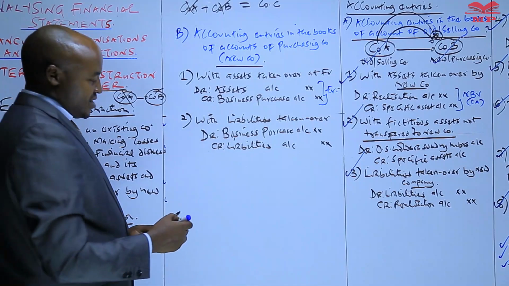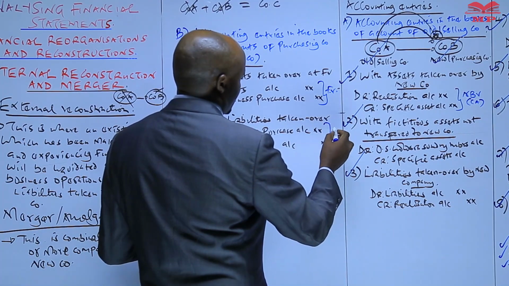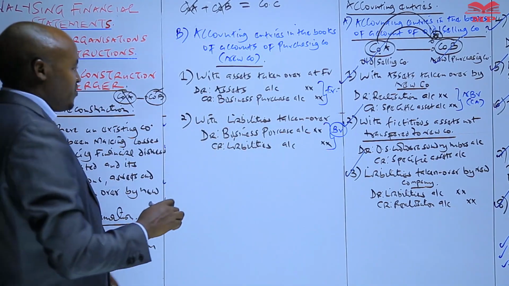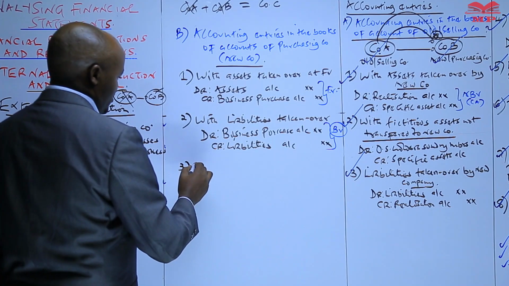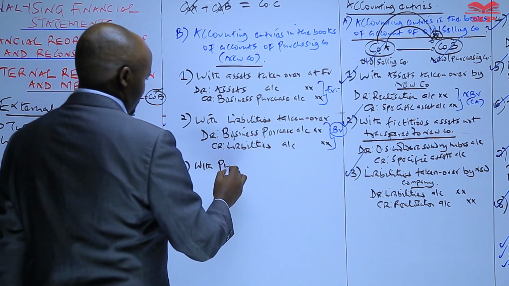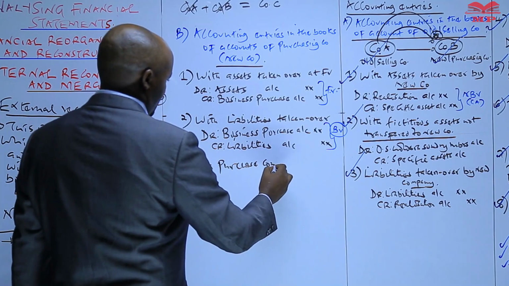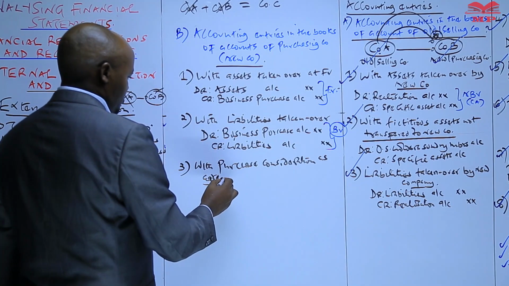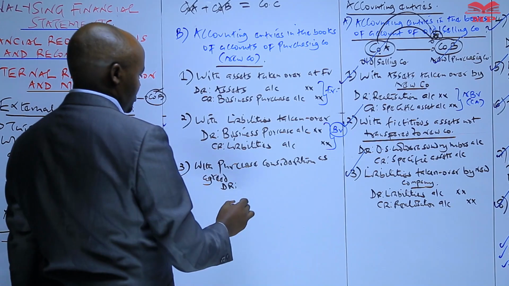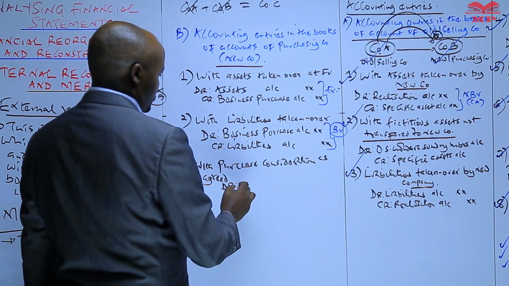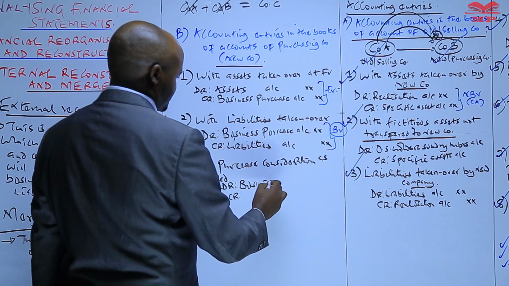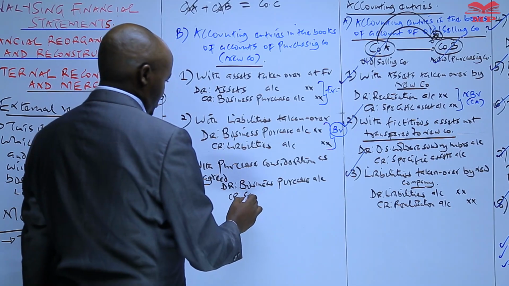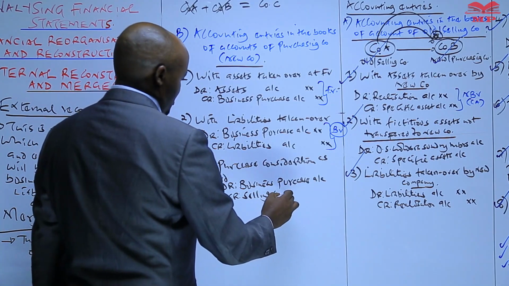Remember, in this case, we said that when the liabilities are taken over by the new company, they will be taken over at their book value. And then from there, we also account for the purchase consideration as agreed. So we debit the account called business purchase account, and then we credit the selling company account.